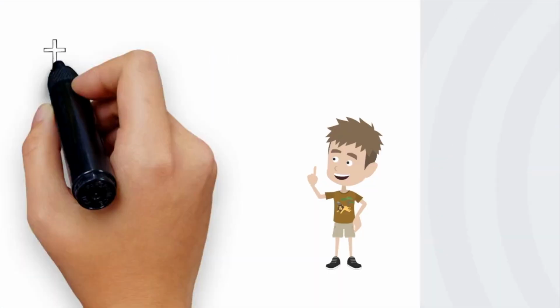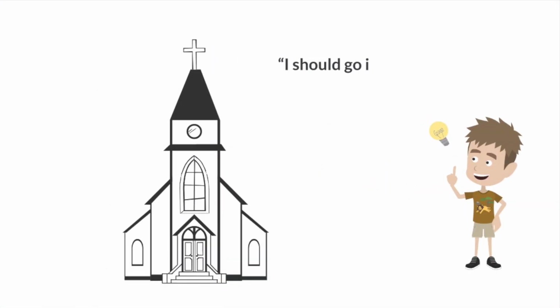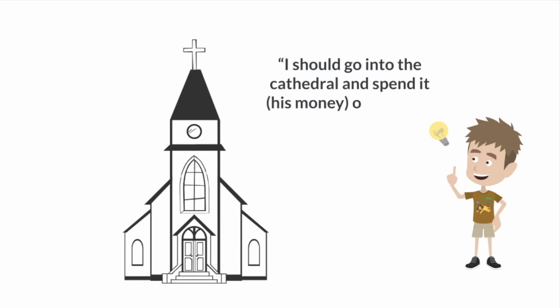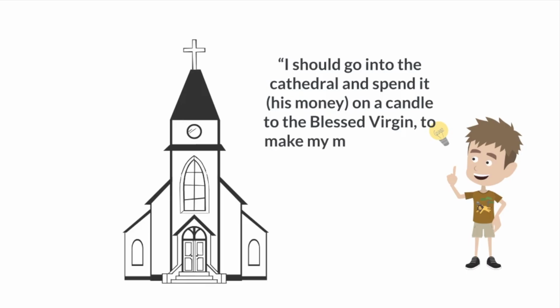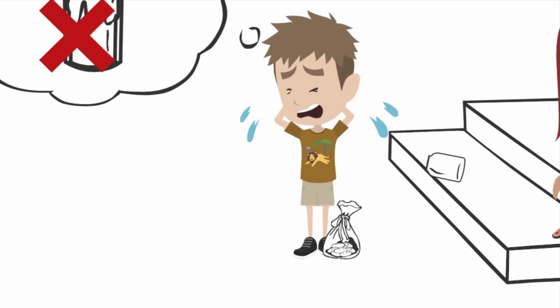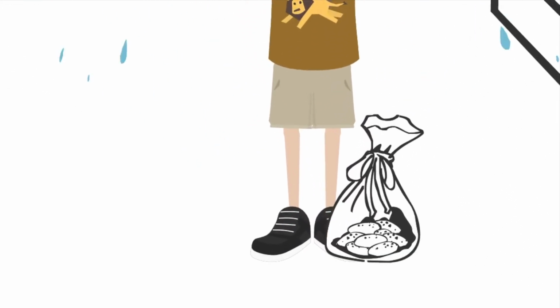Even though Fleury doesn't enter it, the cathedral still represents a major part of the setting, religion. He says, "I should go into the cathedral and spend it on a candle to the Blessed Virgin to make my mother better quick." But he doesn't, because he already spent the penny on sweets.